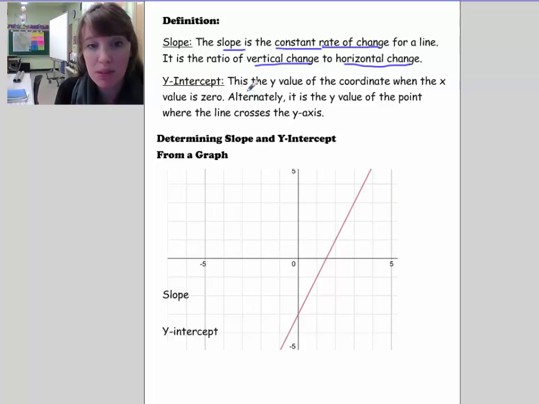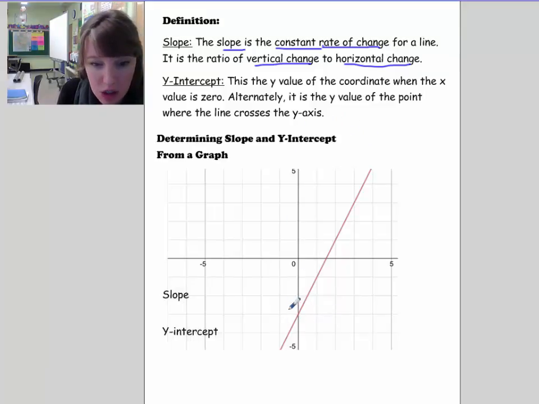The y-intercept is the y value of the coordinate when the x value is 0. So on the line, it is the y coordinate where the x coordinate is 0. Alternately, it is the y value of the point where the line crosses the y-axis.